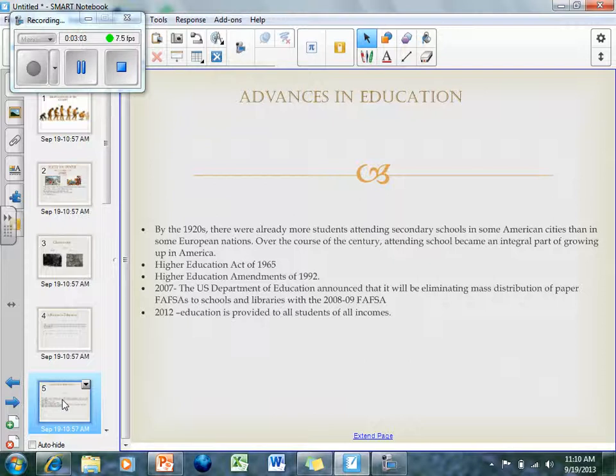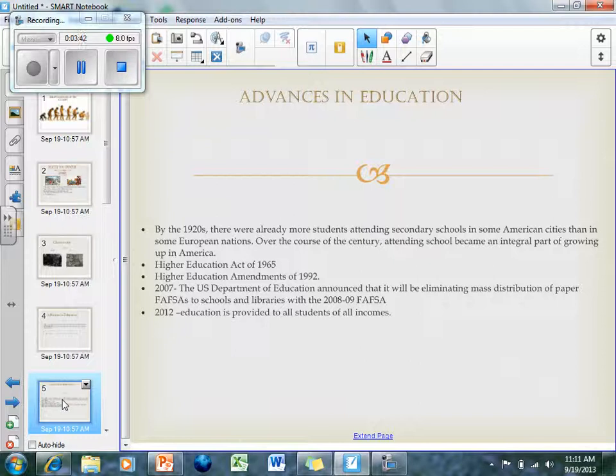The Higher Education Act of 1965 was enacted, and that basically authorized most federal student financial aid programs, including the Educational Opportunity Grant Program and the Guaranteed Student Loan Program. So that's basically what we have now, like the financial packages we receive if you're eligible. The Higher Education Amendments of 1992 made FAFSA free to fill out, so you didn't have to pay to fill out the application.